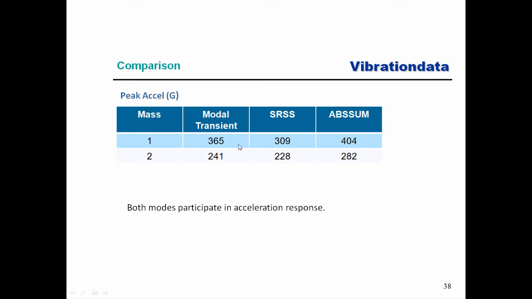So that kind of gives us some ways to cross-check the methods with one another. And I guess if we want to be conservative, we'd say, okay, we're just going to use the absum value here, if you can tolerate that conservatism. And then we have a somewhat similar story here for mass 2. The acceleration values decrease for each of the 3 methods, but again, the modal transient is kind of midway between the SRSS and the absum methods.